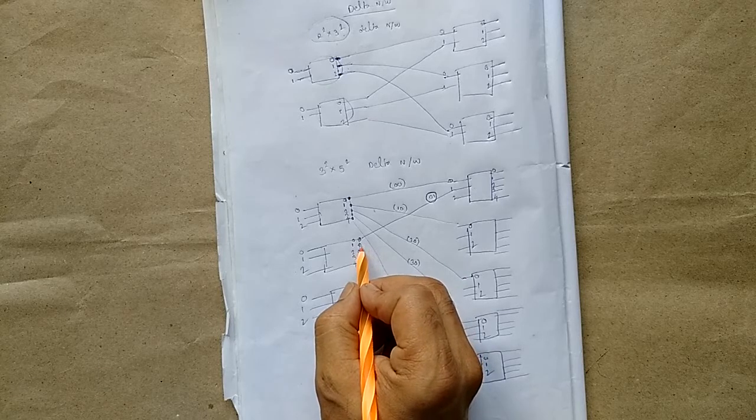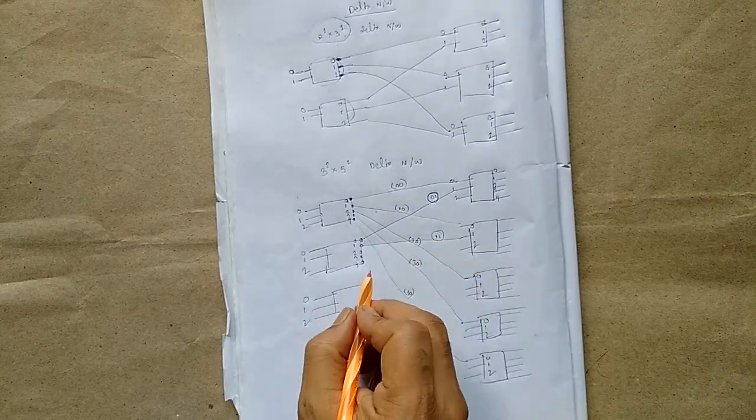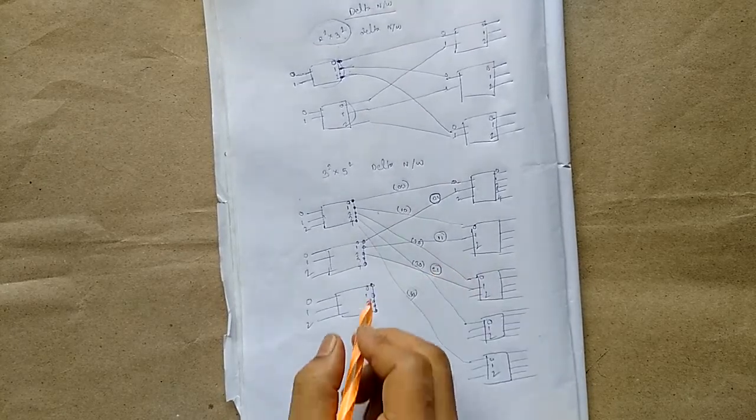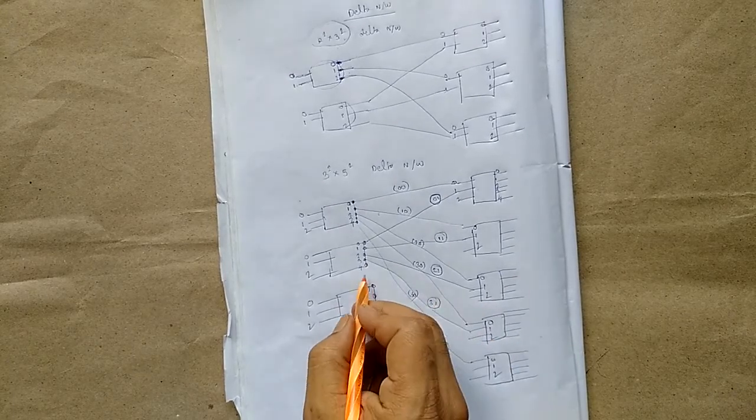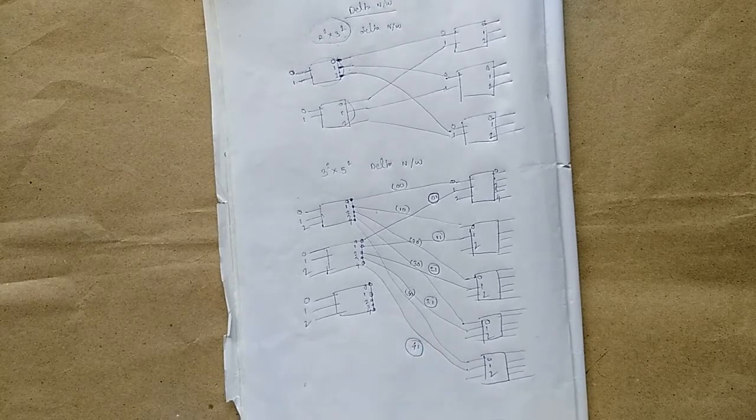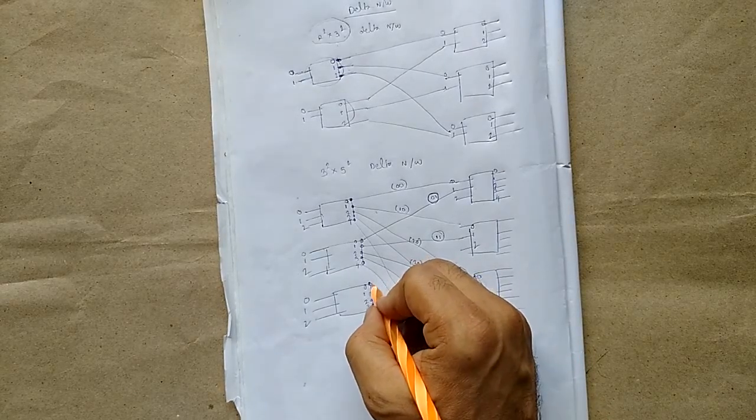This will be 1, 1. This will be 2, 1. In a similar fashion, it will be 3, 1. And this will be your 4, 1. So, this is for the second node, and for the remaining node, it will connect to the last node.